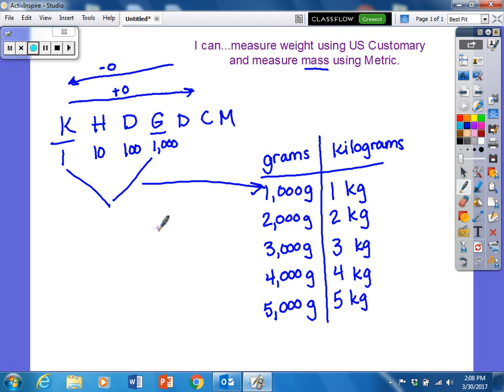Now again, if I have 500 grams and I just go backwards, I would have 0.5 or 5/10 or half a kilogram. So the strategy we worked with length works again, but now we're using it with mass, with kilograms and grams.